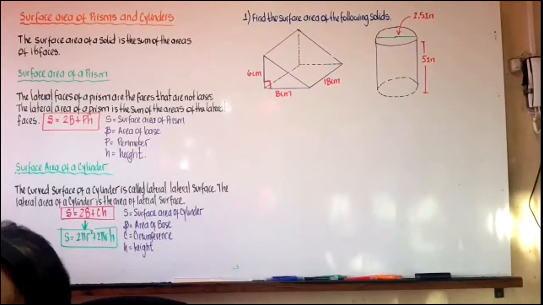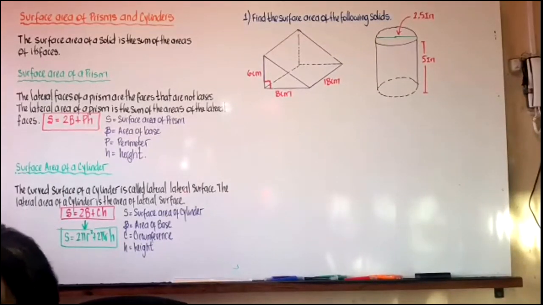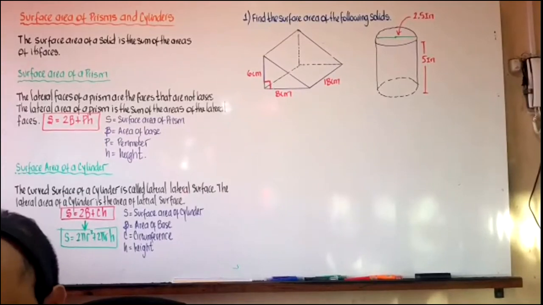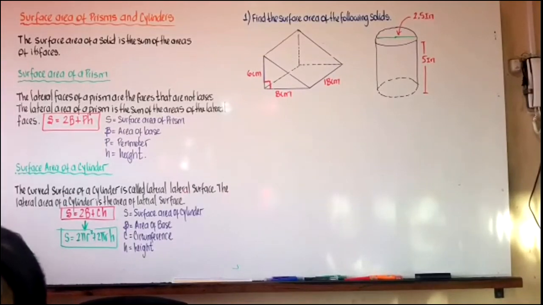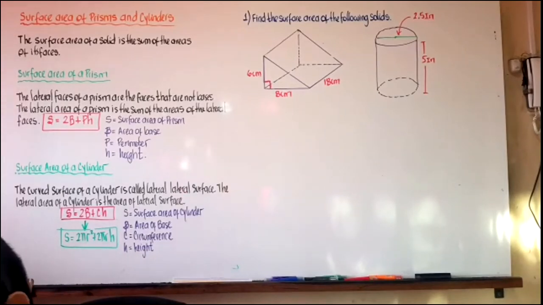According to that, we're going to apply one formula to obtain the surface area. Actually, if you see the definition, we're talking about the lateral faces of the prism, the faces that are not the bases. And the lateral area of the prism is the sum of the areas of the lateral faces.